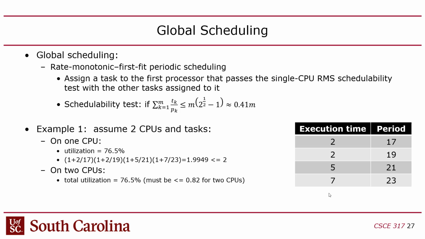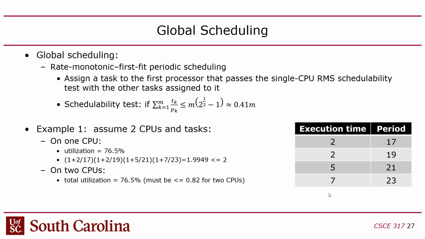This other one has its own schedulability test, but it's different. It's based on just the utilization. So you calculate the utilization, which is just adding up all the execution times over the periods. And you have to check to see if that's less than m, which is the number of processors, times the square root of 2 minus 1.